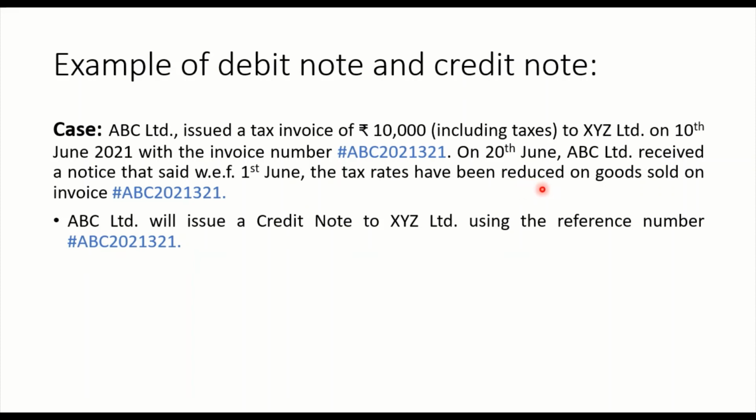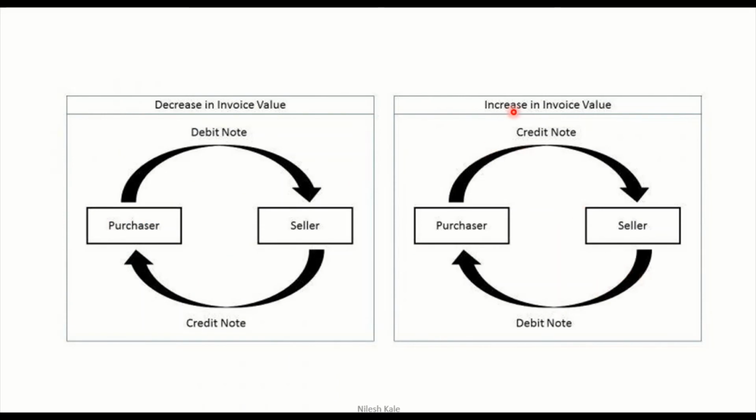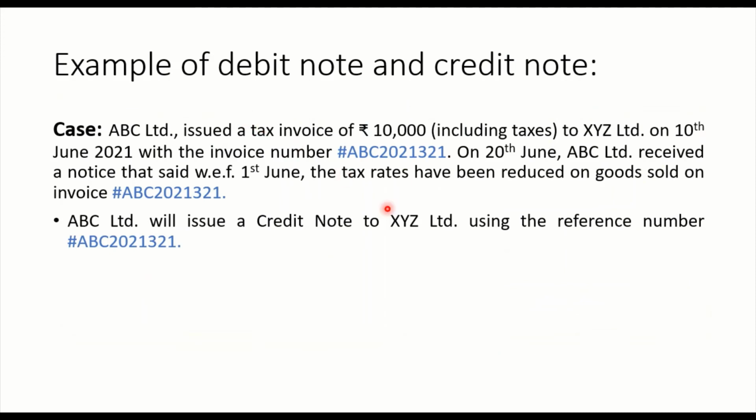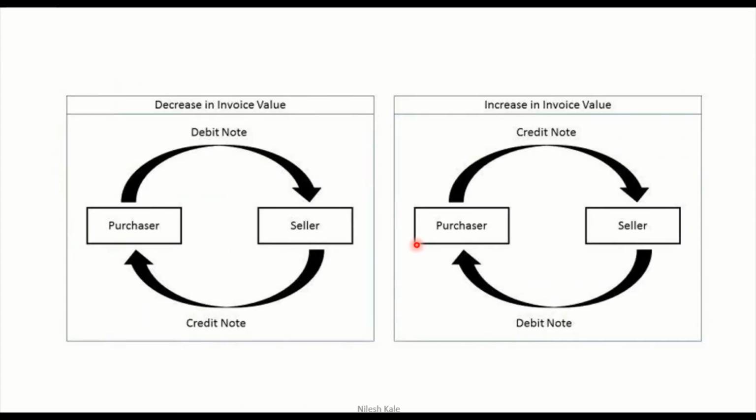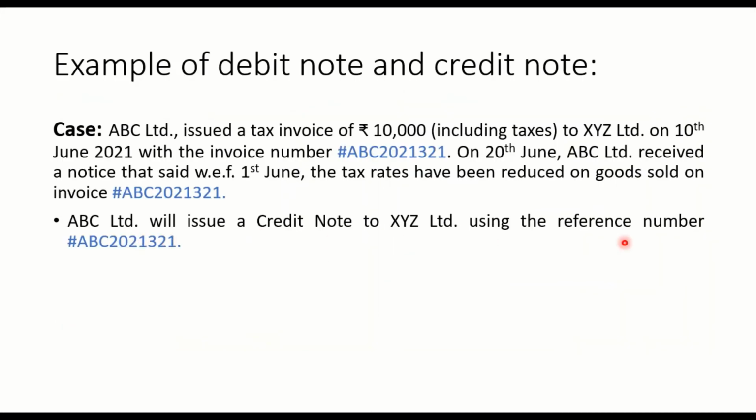It means taxable amount is reduced, right? Decrease in value. This is decreasing invoice value, right? ABC Limited will issue a credit note to XYZ Limited. See, the seller is ABC, right? Seller will issue what? Credit note to XYZ Limited, using the reference number. I am not saying now the invoice number. This is the reference number, ABC 2021-321, the same number.